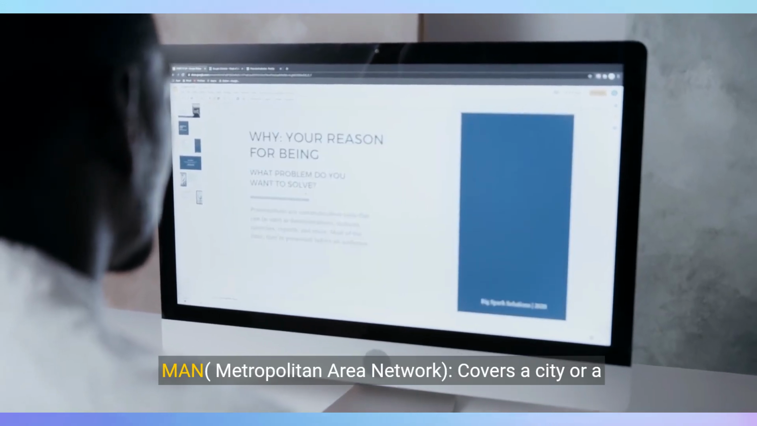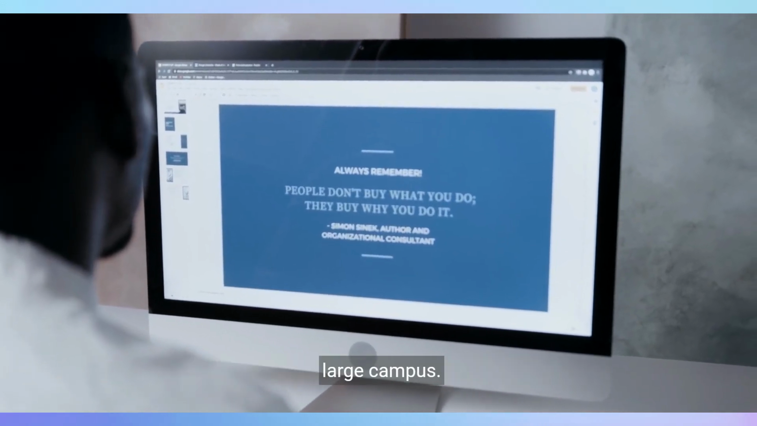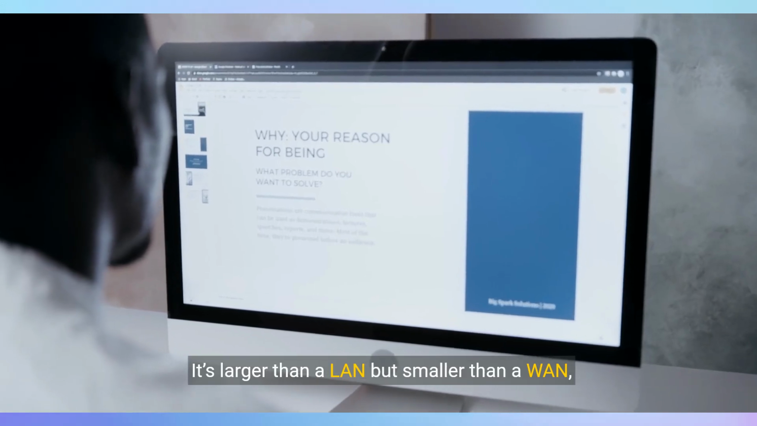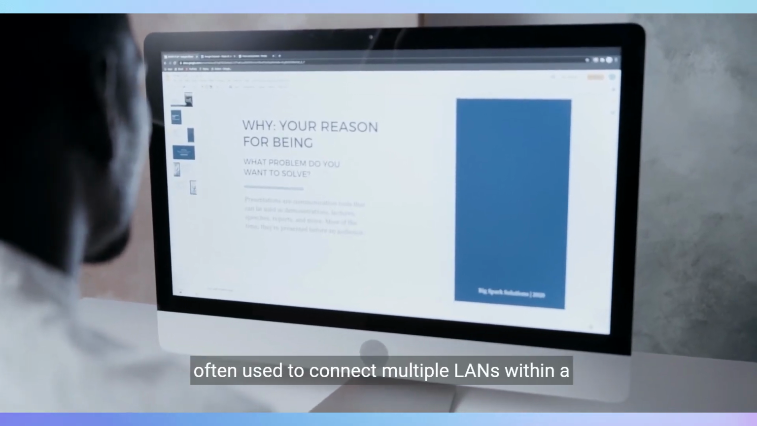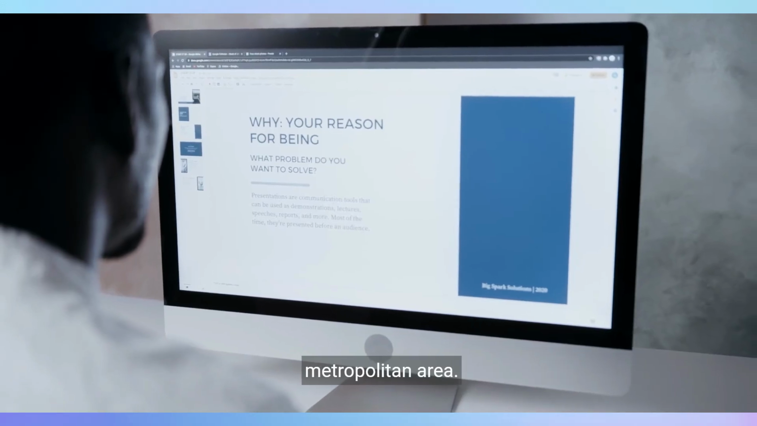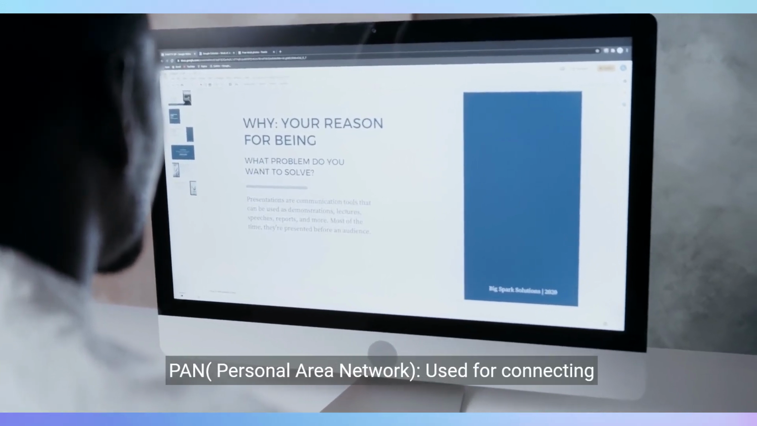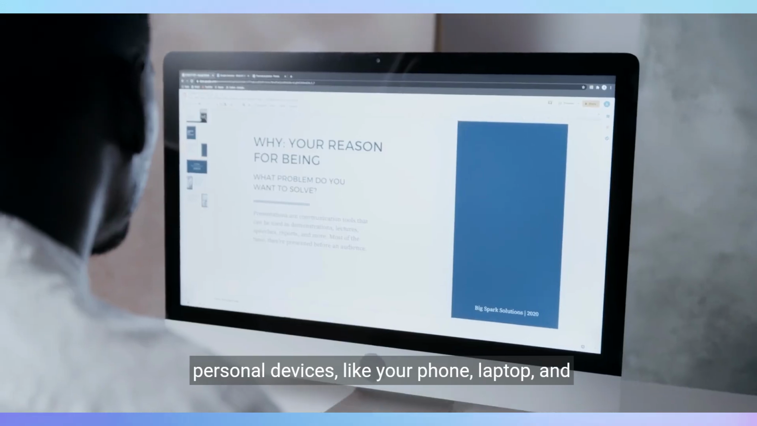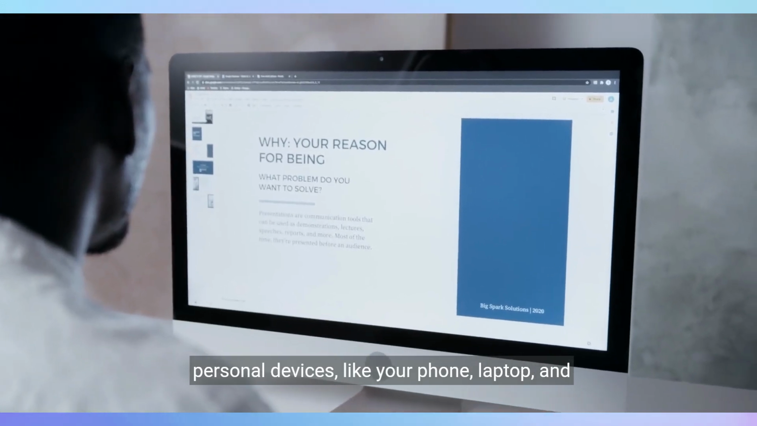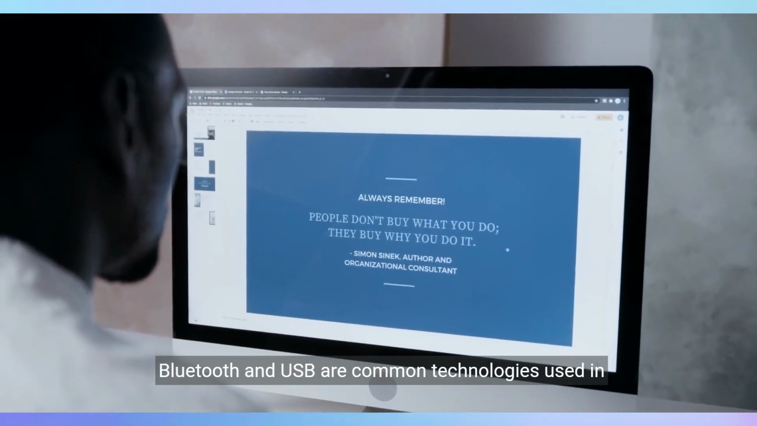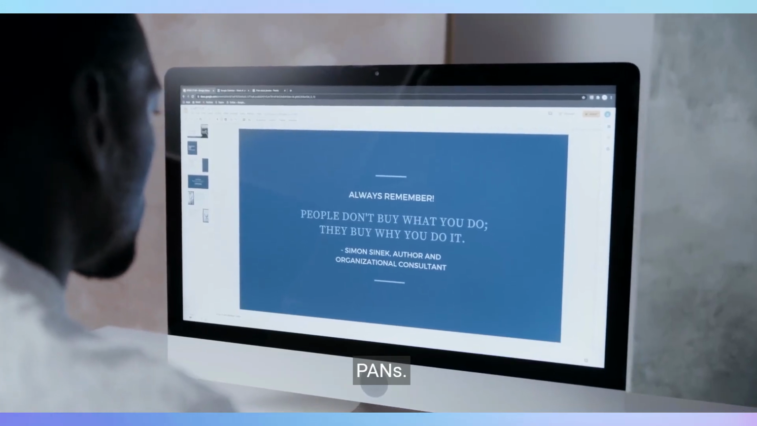MAN, Metropolitan Area Network, covers a city or a large campus. It's larger than a LAN but smaller than a WAN, often used to connect multiple LANs within a metropolitan area. PAN, Personal Area Network, used for connecting personal devices like your phone, laptop, and smartwatch. Bluetooth and USB are common technologies used in PANs.